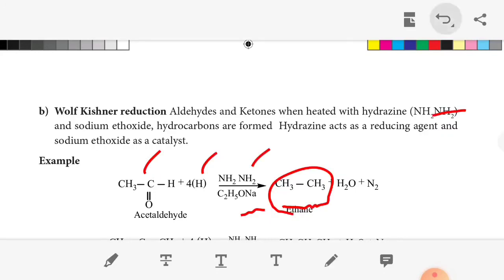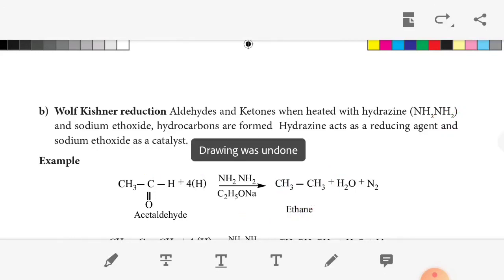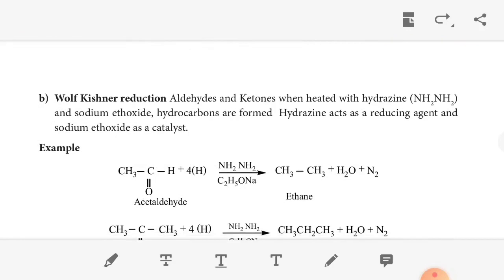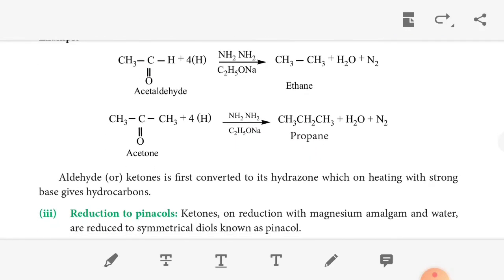So in the Rosenmund reduction, acetyl chloride reacts with hydrogen to form acetaldehyde. In the Clemmensen reduction, acetaldehyde reduction is carried out in the presence of zinc and mercury, and we get a hydrocarbon. In the Wolff-Kishner reduction, the same reduction is carried out in the presence of hydrazine and sodium ethoxide to form a hydrocarbon. The same way for acetone also.